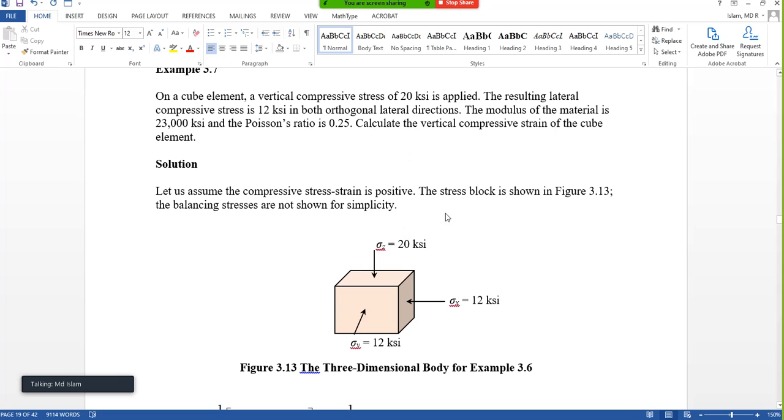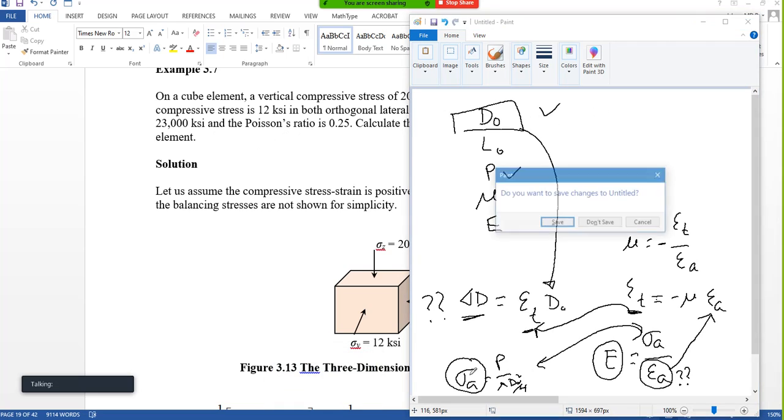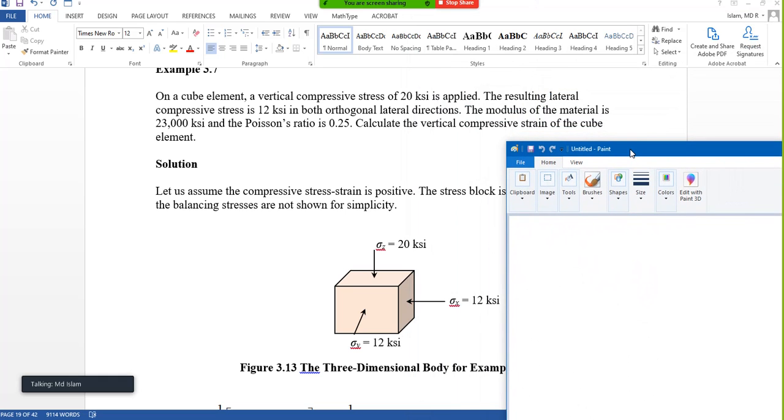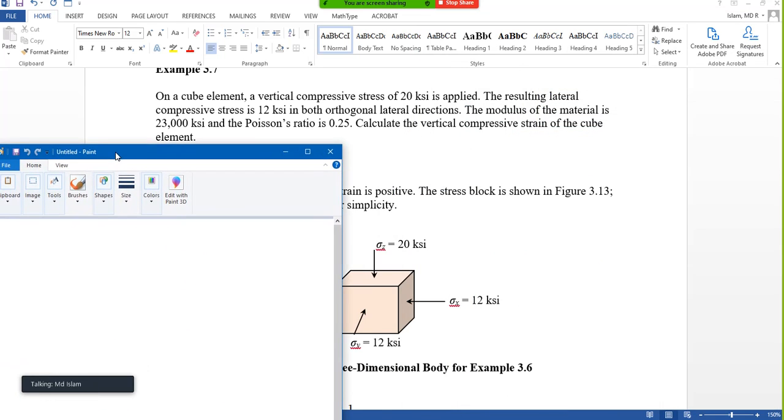Okay, so vertically it is 20. Lateral compressive stress, that means lateral is 12, 12, and all are compressive. The modulus of the material is 23,000 ksi. Poisson ratio is this. Calculate the vertical compressive strain. Again, the question is asking vertical. Now, does vertical mean z or x or y? Actually, it's up to you. But here the figure shows vertical is z. So we will use z. The question is asking vertical compressive strain, so we are concerned about epsilon z.